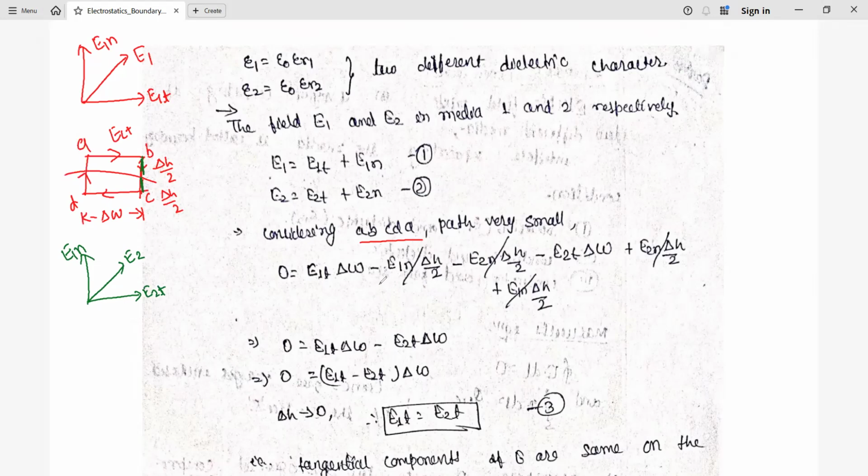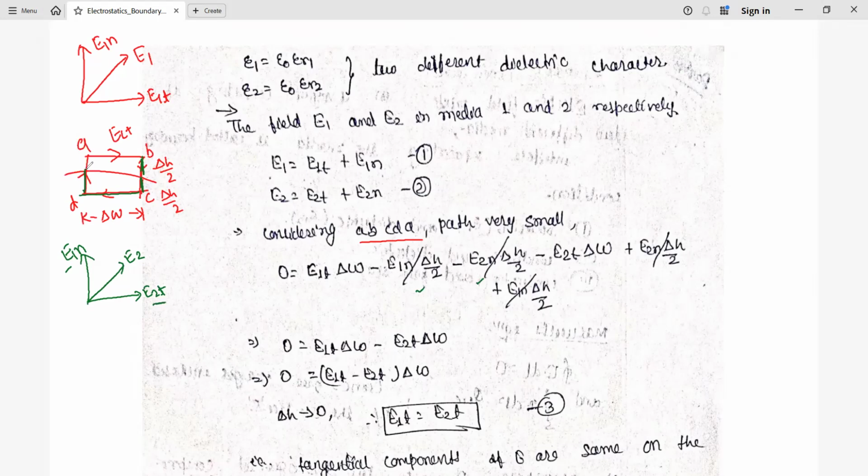Okay, so for the medium 1 upper part, for this portion, it is minus E2N del S by 2. Now we are going C to D. Again we are going against the tangential component, so the sign is negative, E2T into del W. Now here we are moving in medium 2 for this portion, so we are going in the same direction as the normal. This direction is taken as positive, so plus E2N del S by 2.